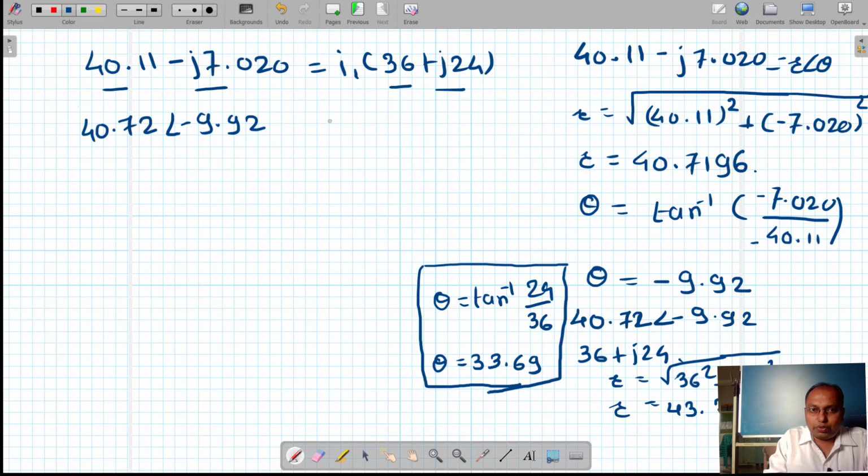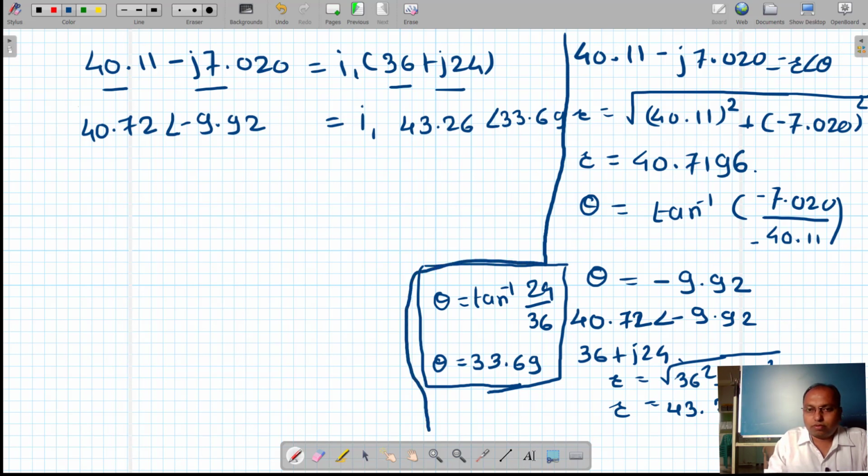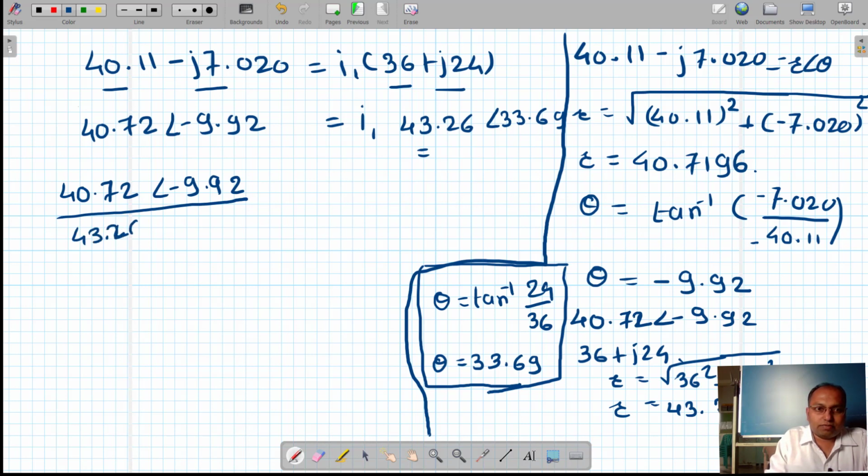Now whenever we take this term to the left hand side, first I am going to write this one over here as 43.26, angle 33.69. Now let us take this term to the left hand side. So 40.72 angle minus 9.92 divided by 43.26 angle 33.69 equals I1.